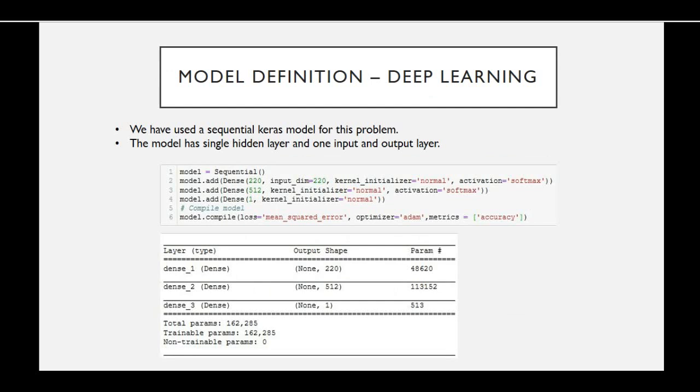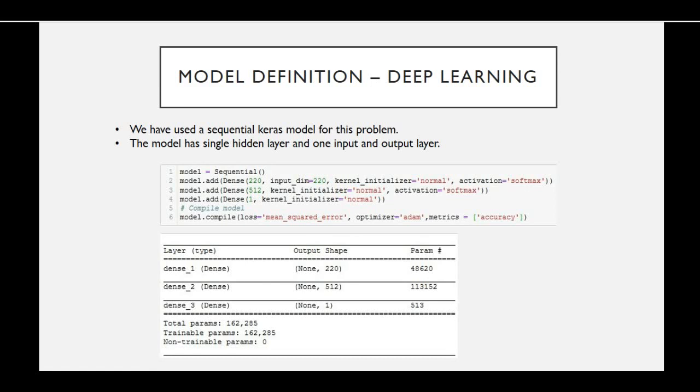For deep learning, we have created a very simple model. We have applied 3 layers with a single hidden layer. Our activation is softmax, and for loss we have used a mean squared error, and our optimizer is an Adam optimizer. Our evaluation metric would be accuracy.